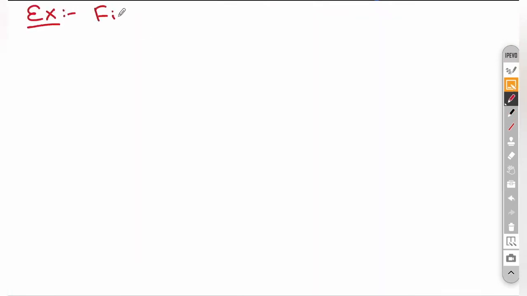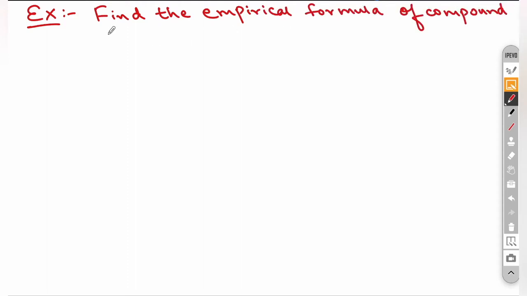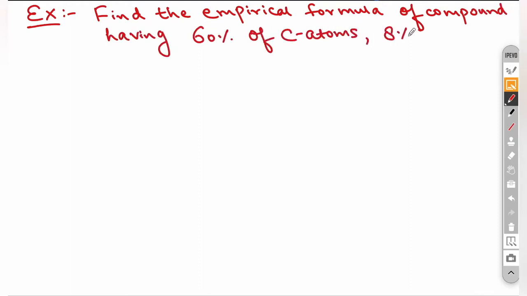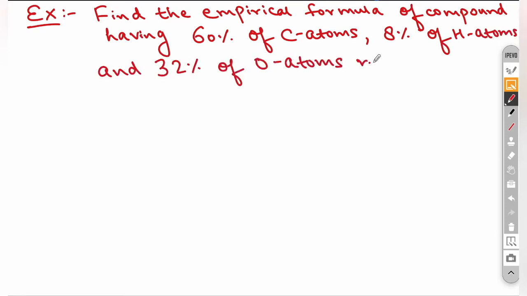Example: find the empirical formula of a compound having 60% of C atoms, carbon atoms, 8% of hydrogen atoms and the rest, which is 32% of oxygen atoms in it respectively. We need to calculate the empirical formula, so we'll apply the concept which we learned earlier in 3 steps.